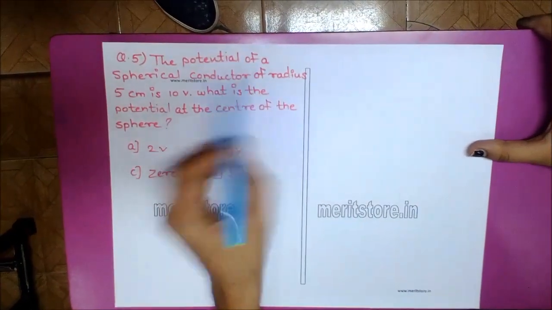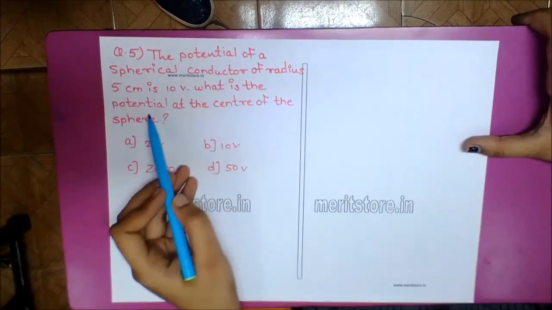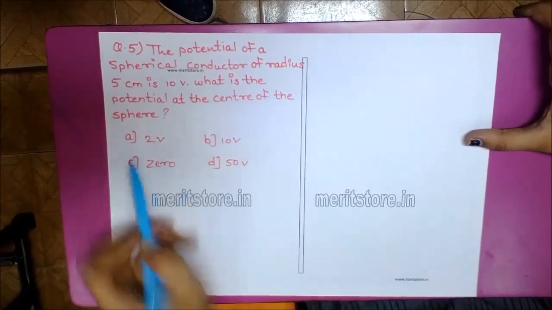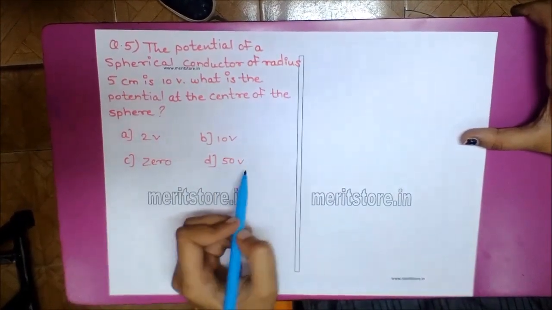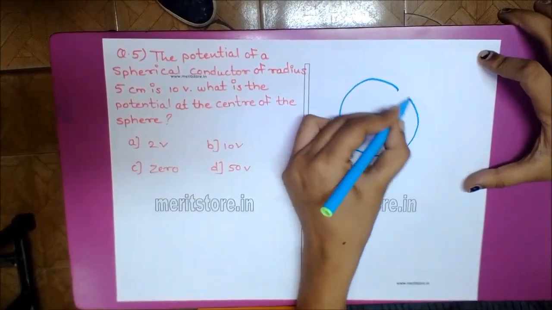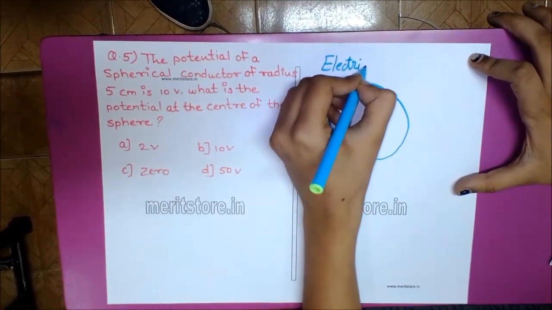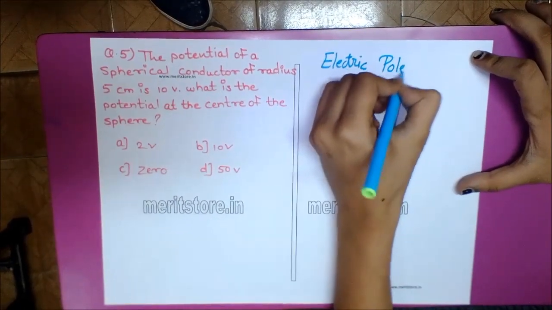Question 5. The potential of a spherical conductor of radius 5 cm is 10 volt. What is the potential at the center of the sphere? A, 2 volt; B, 10 volt; C, 0; D, 50 volt. So over here there is a spherical conductor and we have to find the electric potential.